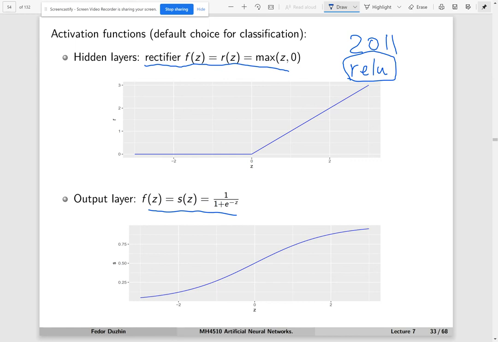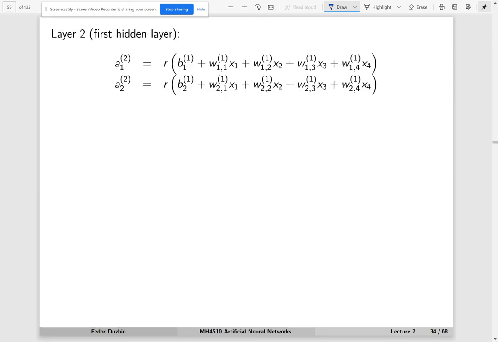rectifier. Simply the rectifier, its output is z whenever z is positive and 0 whenever z is negative. If z is positive, then ReLU of z is z itself, and if z is negative, then ReLU of z is 0.